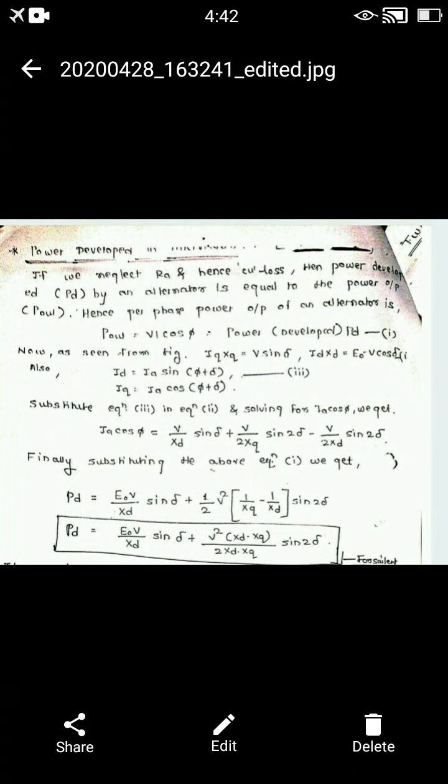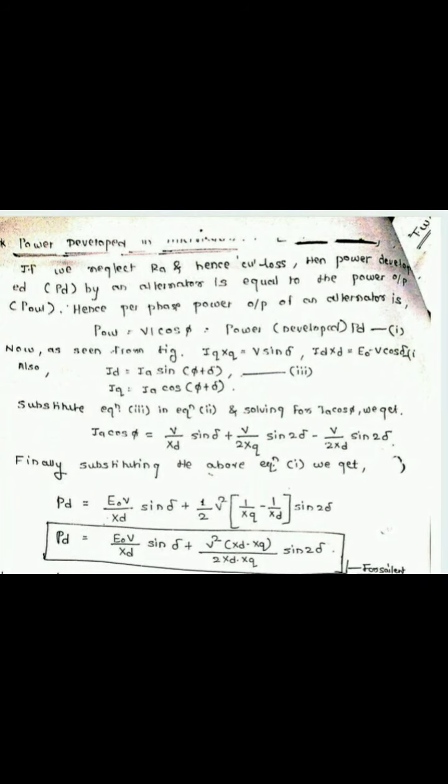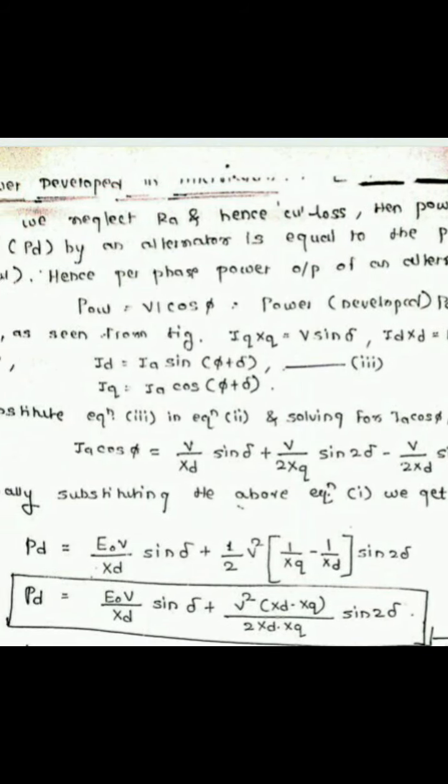So let's start to derive the EMF equation of the alternator in concern with power developed in an alternator. If we neglect the resistance drop, that is the copper loss, then the power developed, PD, of an alternator is equal to the output power. Hence, the per phase power output of the alternator, P out, is VI cos phi. Therefore, power developed PD is equal to VI cos phi. This is equation number 1, because we are neglecting the copper loss, hence the power developed is equal to P out.